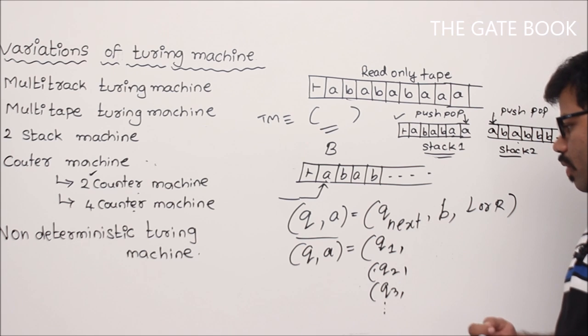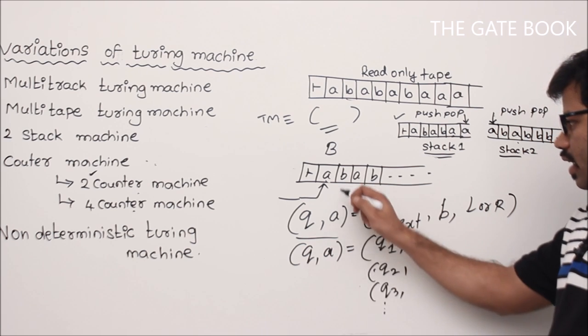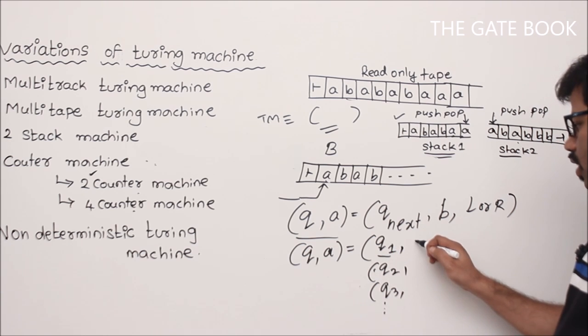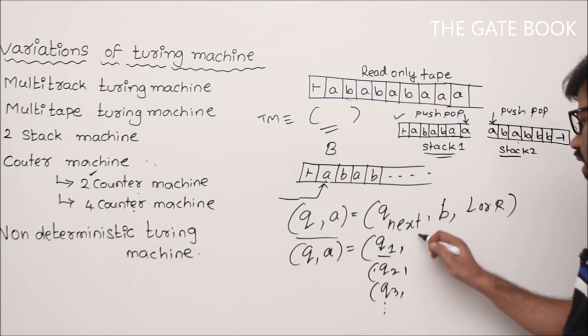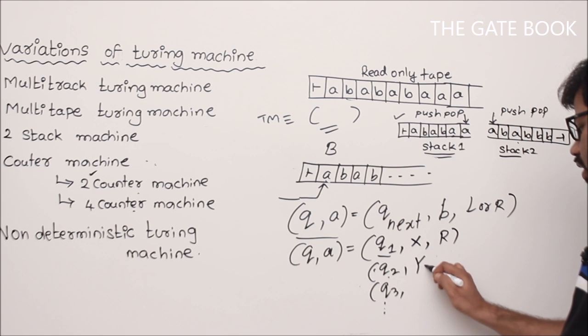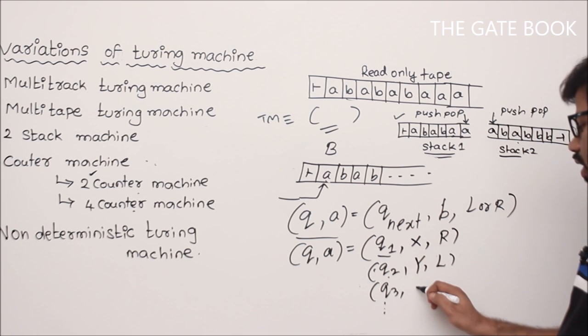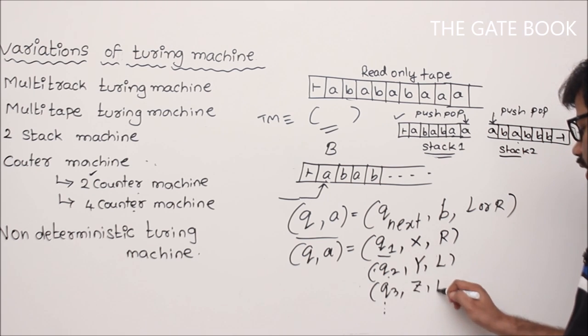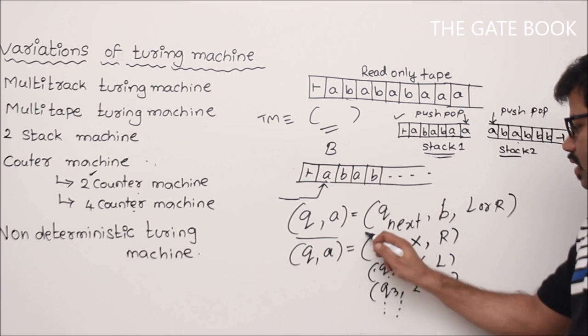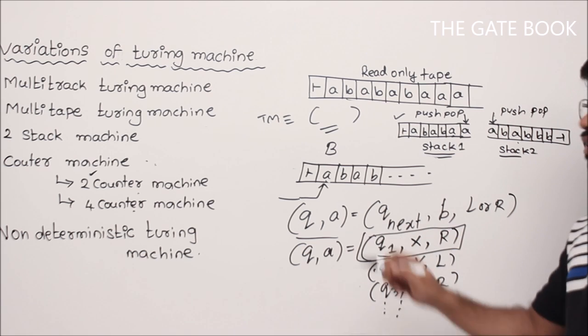Second thing, let me add more power. After taking the input, by changing the state, you can go to Q1. If you go to Q1, then you can modify that A to something else like X, and then go to right. Otherwise Q2, make it Y and go to left. Otherwise Q3, make it Z and go to right. Anything in that way. So any number of decisions you can take. If I take this as an action, then multiple actions are possible.